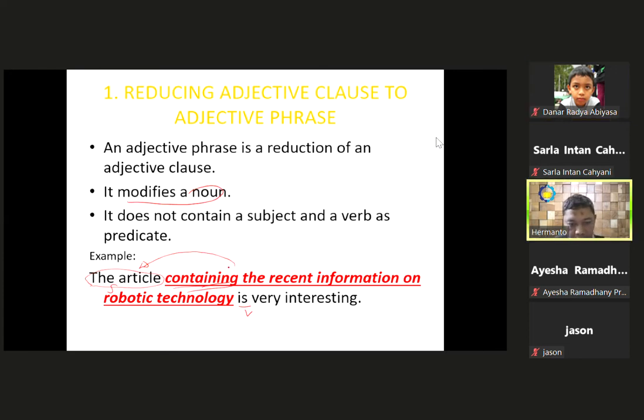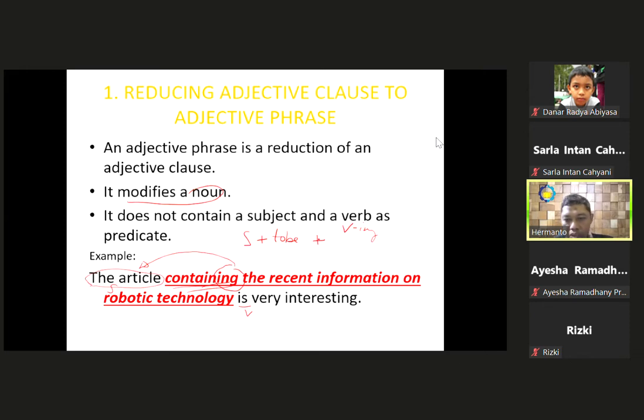Because as you can see here, containing ends in ing. And remember, when a sentence starts with subject plus verb ing, it is not the predicate of the subject unless there is a to be in front of or between the subject and verb ing. As you can see here, between the article and containing, there is no to be. So the word containing is not the predicate.